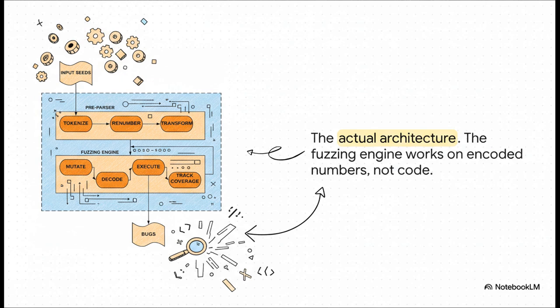And this isn't just me simplifying things for you. What's so cool here is that this is the actual architecture from the research paper. You can see that fuzzing engine right in the middle doing all of its work on those encoded numbers. It doesn't speak code at all. It only translates its work back into JavaScript at the very last second to see if it hit the jackpot and found a bug. That's the real key to its speed and efficiency.